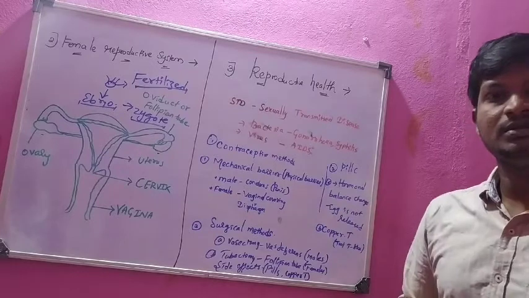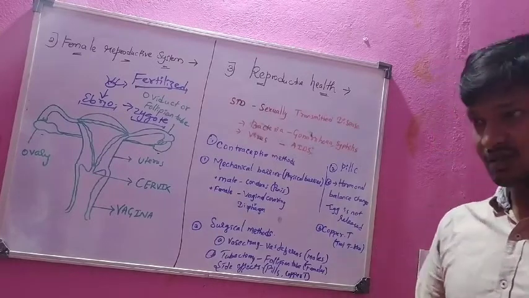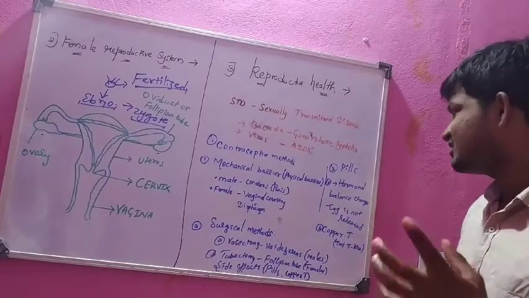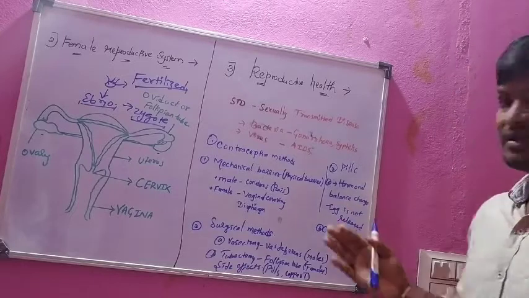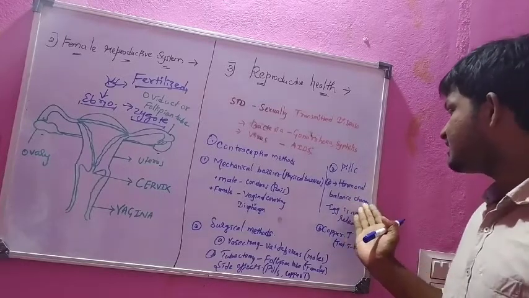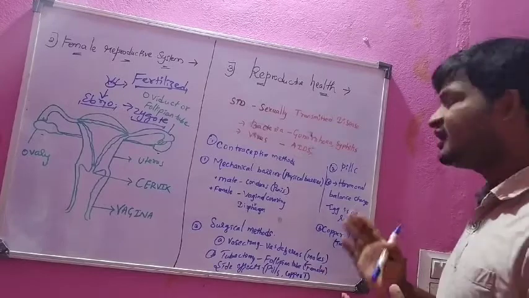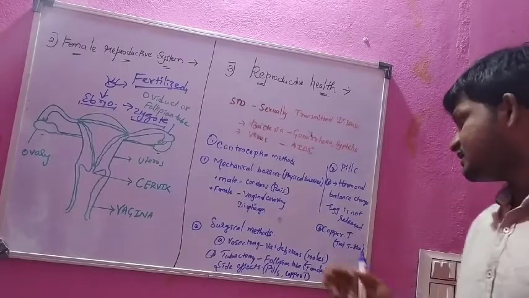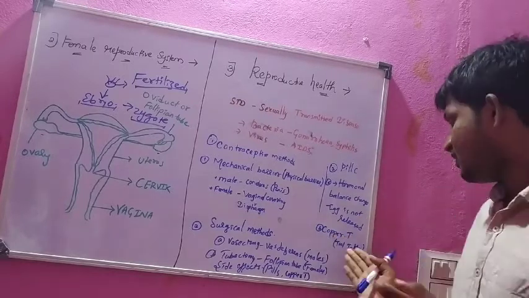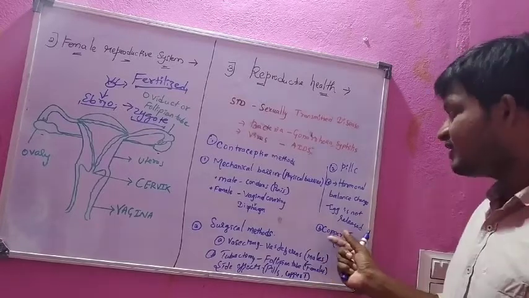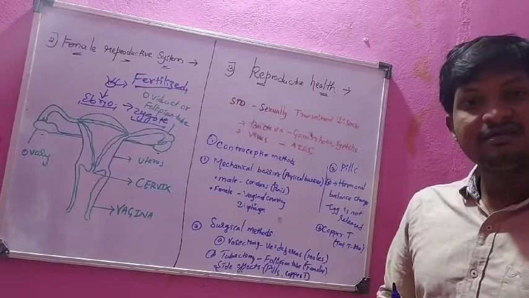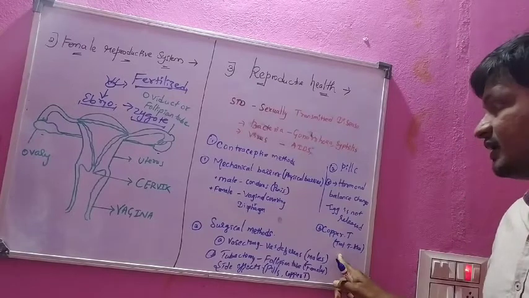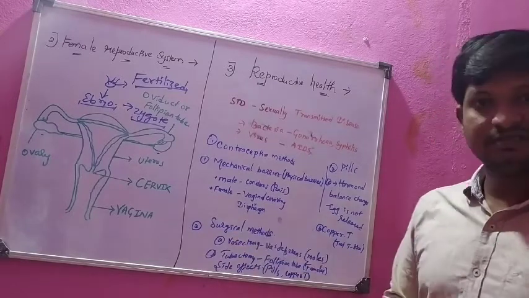Next is pills. You have heard about pills in telecommunication and other media; they are some type of tablets whose function is to change the hormonal balance so that the egg is not released. Then copper T. It's a tool, a T-like structure that is inserted in the female vagina. Third are surgical methods.